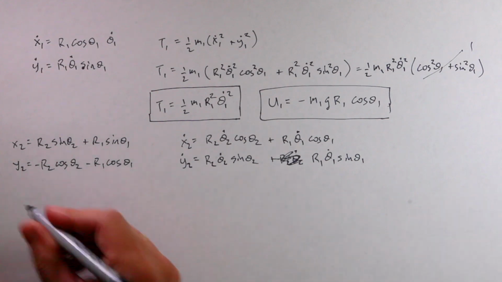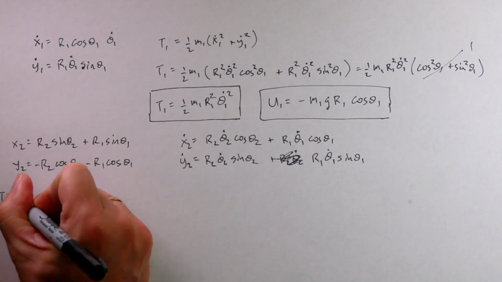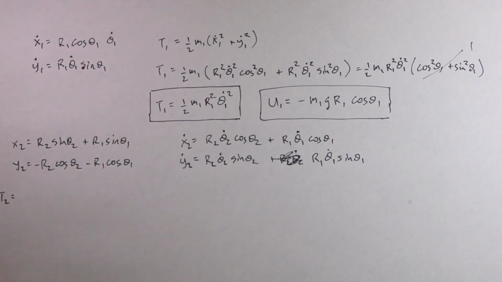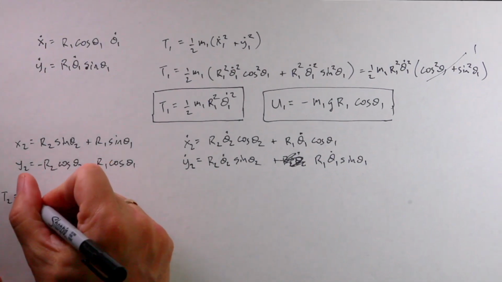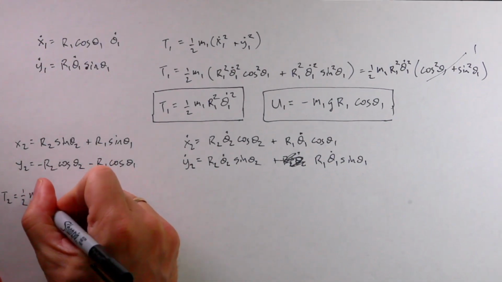I can write out the kinetic energy T2. T2 is, see, look, I'm right on the edge. I'm living on the edge. Okay, I'm going to shift this over. There we go. T2 is 1/2 m2.